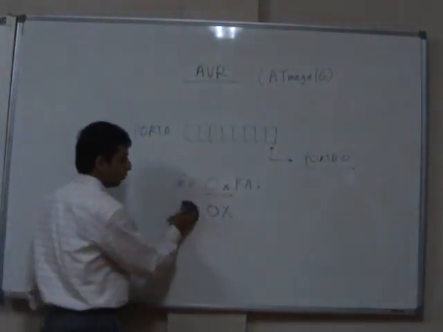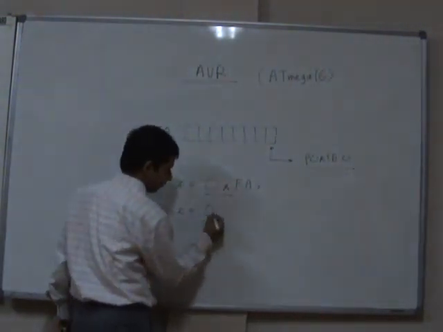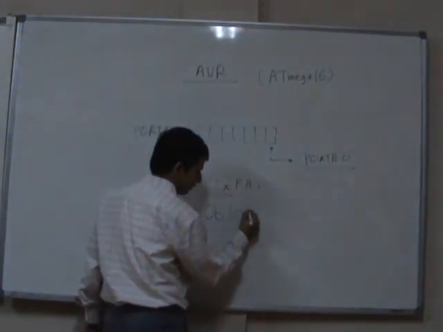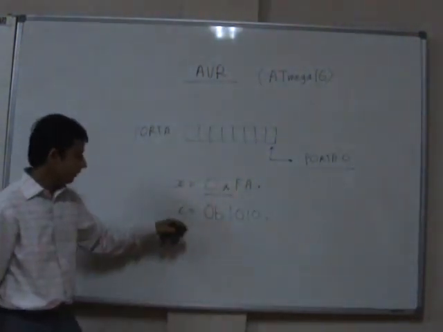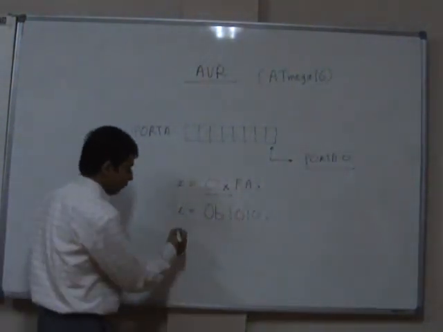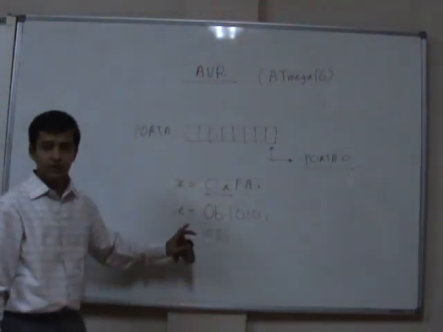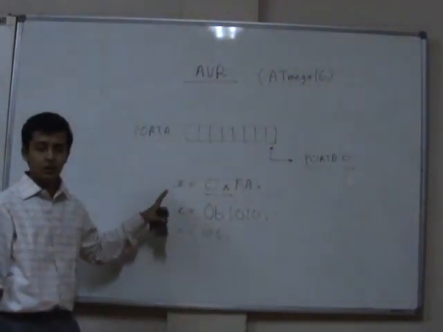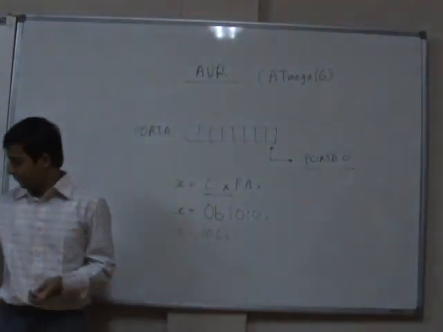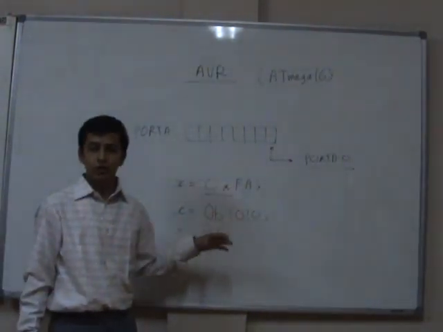Now suppose you want to write a binary value, then you can write 0, small b, and then a binary number, say for example 1010. With these two notations, you can easily switch between hex format or binary format. If you write simply x is equal to 105, the compiler will interpret this as a decimal number. So these are the few things that you have to remember when you are writing code for AVR controllers.